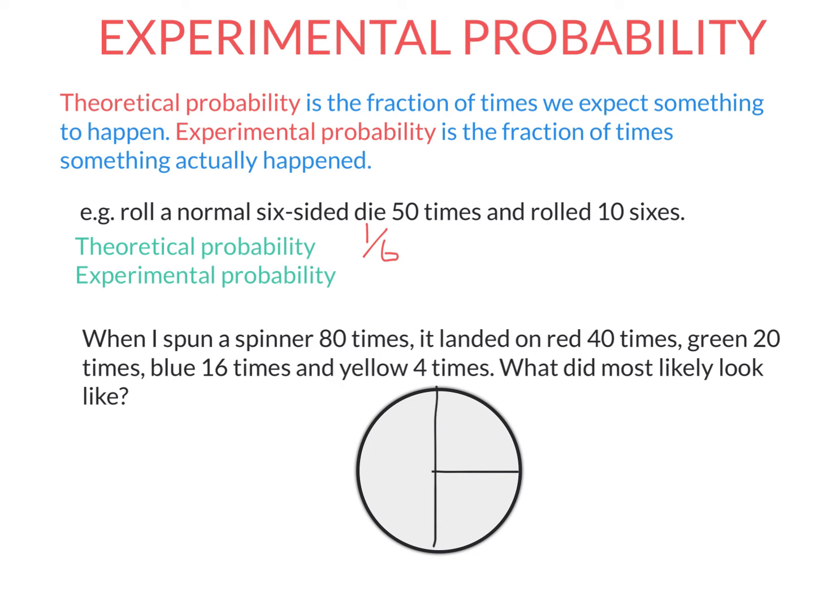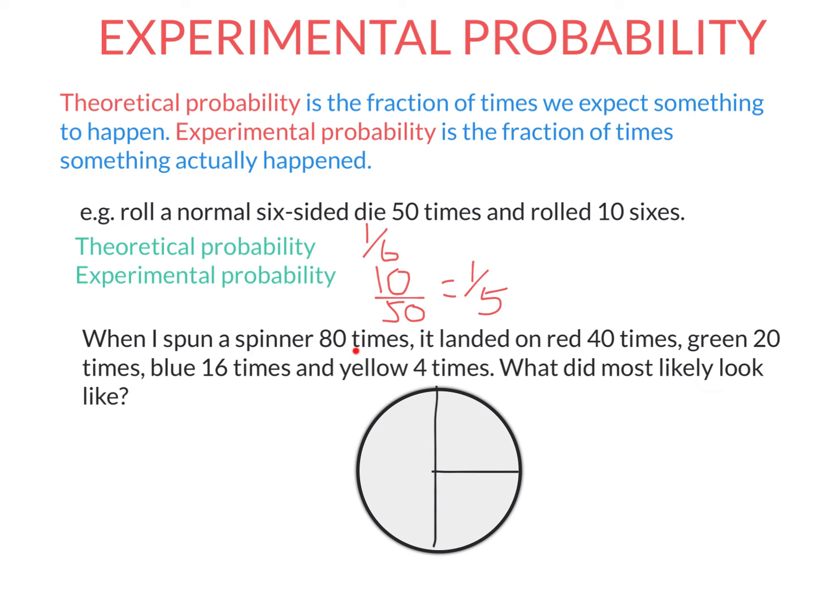But in this particular experiment, the experimental probability is just 10 out of 50, the number of times it happened divided by the total number of trials. And of course, that simplifies to 1 over 5. So in this experiment, I got a 6 actually 1/5 of the time. So 1/5 is slightly more than a 6th. There's no reason the theoretical and experimental probabilities have to be equal. So theoretical is the fraction of times that I thought it was going to happen, and this is the fraction of times it actually happened.